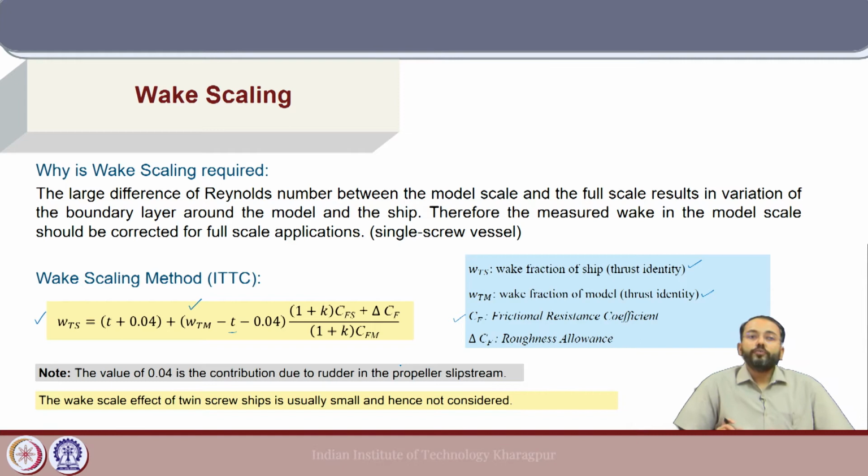Now, for twin screw ships, it has been observed that the scale effect on the wake fraction is very small. One of the reasons being that the two propellers are not in the central line of the ship, so the blockage effect is less on the propeller plane, and hence for twin screw ships normally there is no correction used for scaling of the wake fraction, and the model scale wake fraction itself is used to estimate the full scale performance.